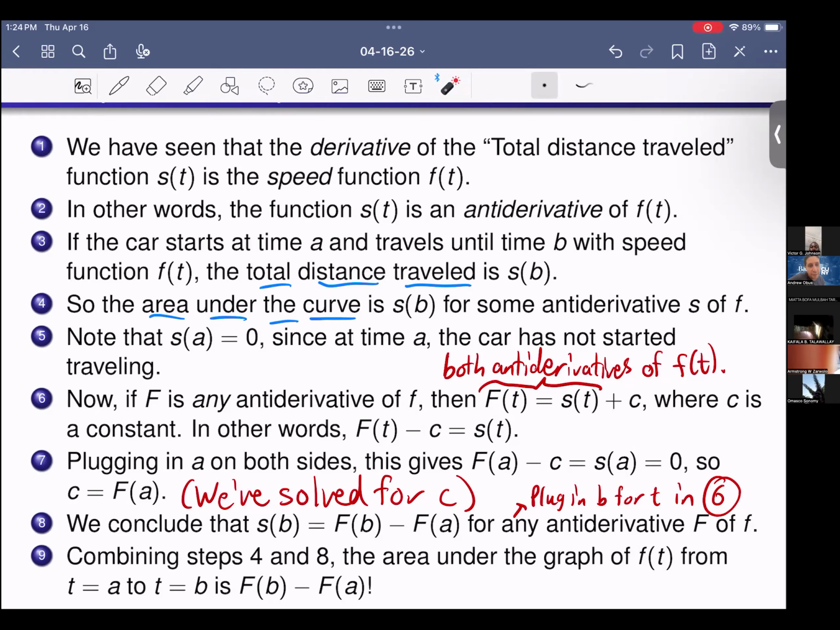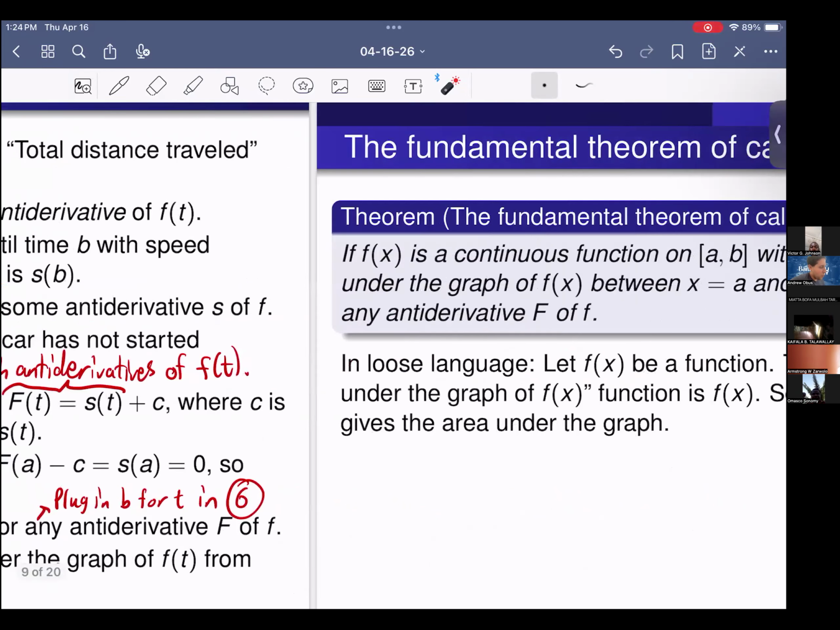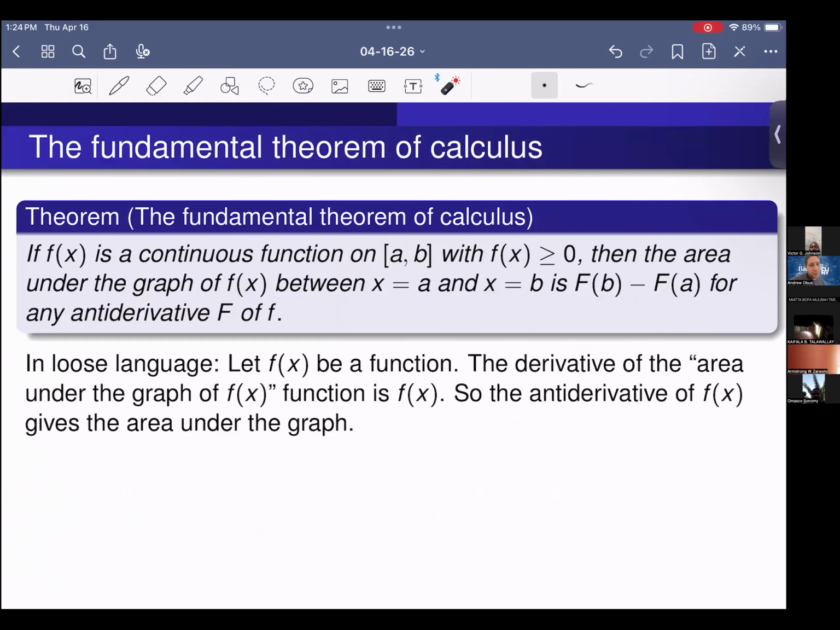Okay? So once you have those two ideas, then it makes sense that the area under a curve should have something to do with antiderivatives, because distance is an antiderivative of speed. Okay, so this is my kind of non-rigorous derivation of the meaning of the fundamental theorem of calculus, which maybe I'll state over here and then I'll go back. What is the fundamental theorem of calculus?